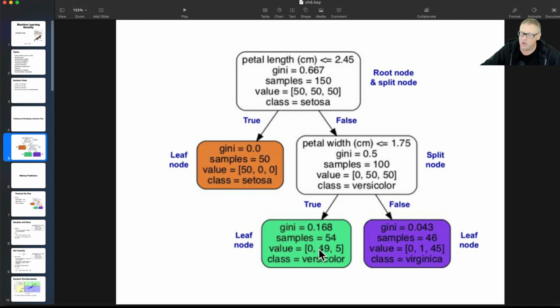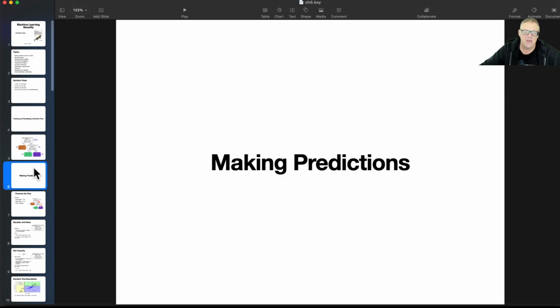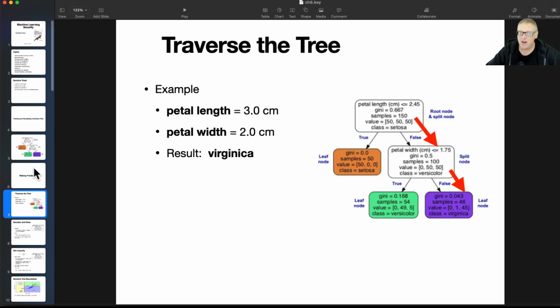Now you could, in principle, add another layer to this and try splitting these further to improve this classification, which is already pretty good. If you want to make a prediction with this model, it's incredibly simple to traverse the tree. You just do one if statement, deciding whether to go true or false. So if petal length is 3 and petal width is 2, then the petal length is bigger than this and the petal width is bigger than that. So you have one comparison that's not less than, so you take the false. Another comparison that's not less than, so you take the false and you're done. So 2 if statements get you to the answer. It is very fast to use a decision tree model.